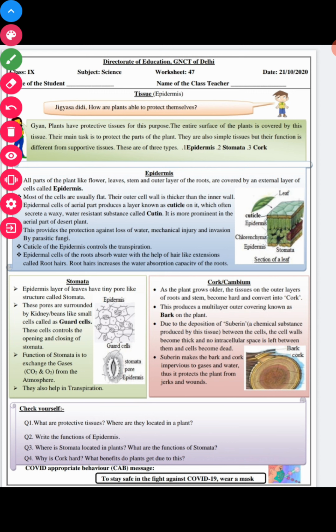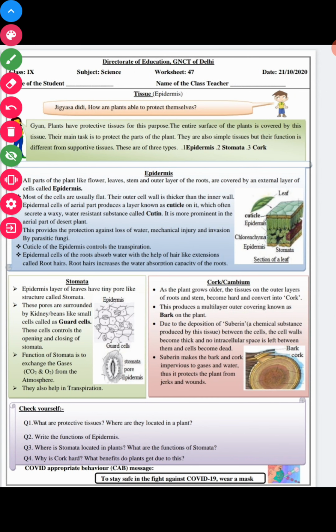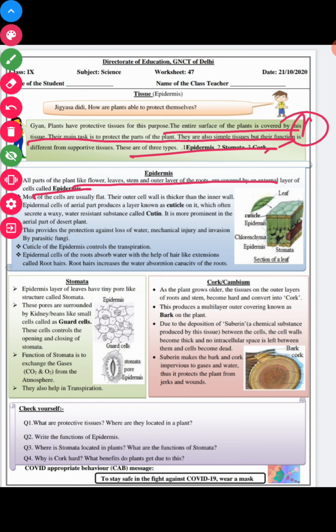So students, you can write the answer to this question from here. The entire surface of the plant is covered by tissue whose job is to protect, and there are three types of tissue. You have to write this for the answer of the first question about the epidermis. This you can write for stomata, and this you can write for cork.